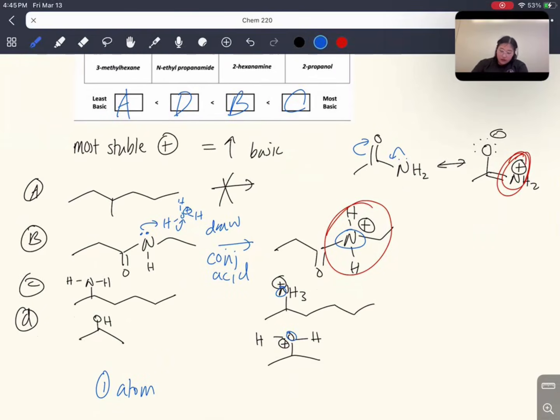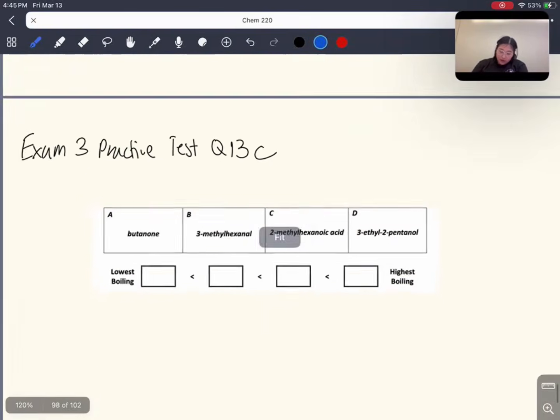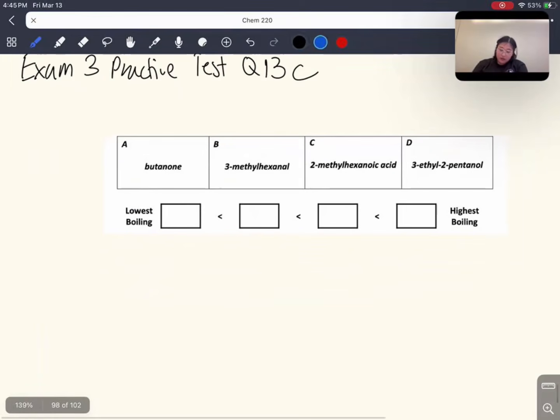The third part of this question asks us to rank boiling point. The first thing I would do is draw out these molecules. So butanone has 4 carbons, and you have a ketone.